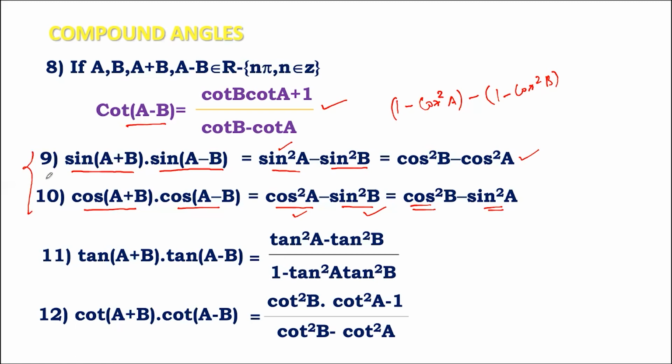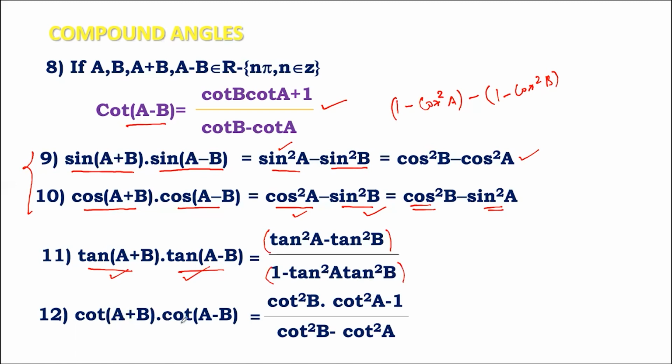So these two formulas are again very important. If you multiply tan(A+B) and tan(A−B), we know the formula: for this, the numerator was tan A plus tan B, and for this, the numerator was tan A minus tan B. We multiply these to get tan²A minus tan²B, and the denominator is 1 minus tan²A tan²B, right?